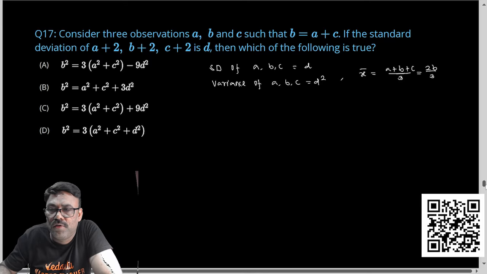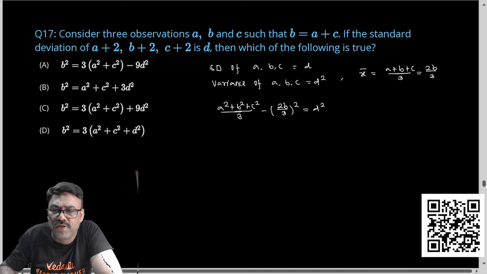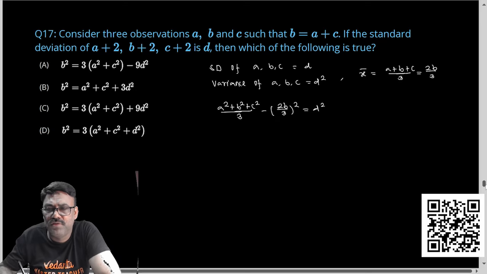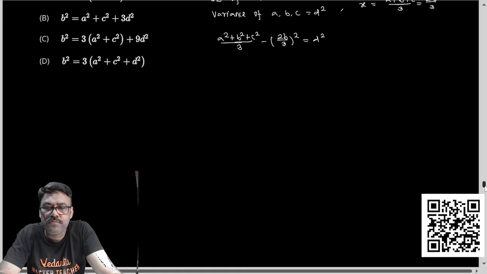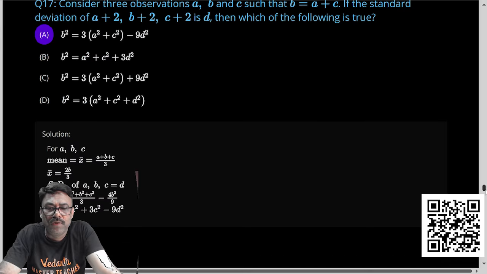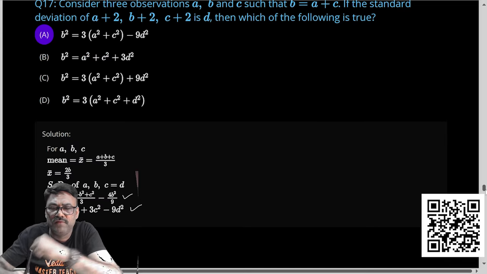Mean. So now I can write variance. What is the variance formula? Mean of A square plus B square plus C square by 3, that is mean of squares, minus square of the mean, 2B by 3 whole square. So this is variance. This should be D square. And now just solve it. Just simplify this expression, that will be your final answer. After simplification, this will become like this, meaning option A is the correct option here.